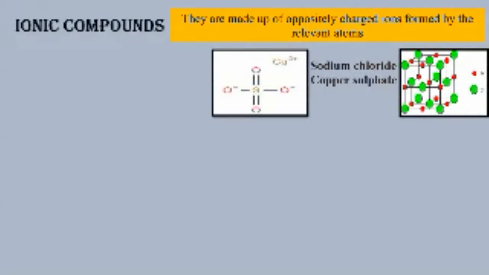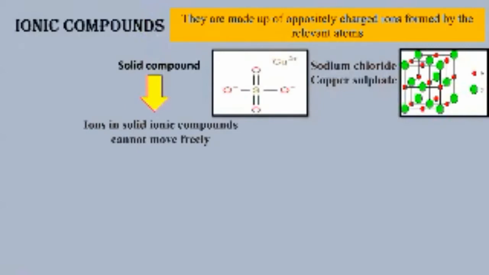Now here is the structure of copper sulfate. It is made up of copper 2 plus ions and sulfate 2 minus ions. Solid compounds contain ions that cannot move freely. So solid ionic compounds will not have mobile ions. Therefore, they do not conduct electricity.